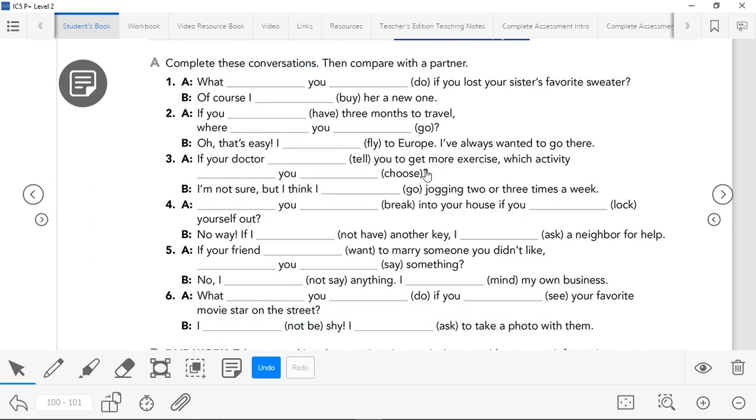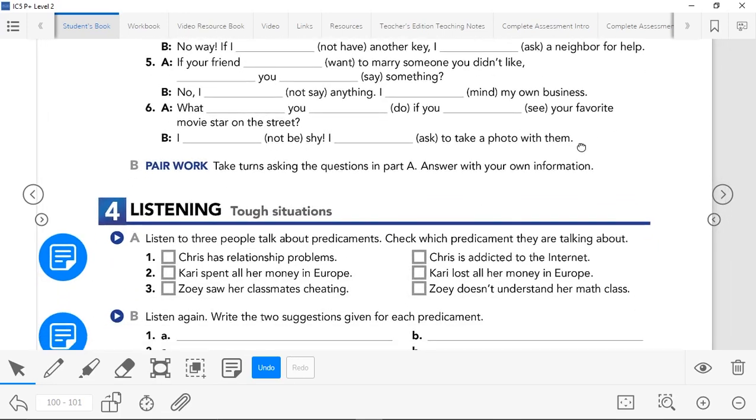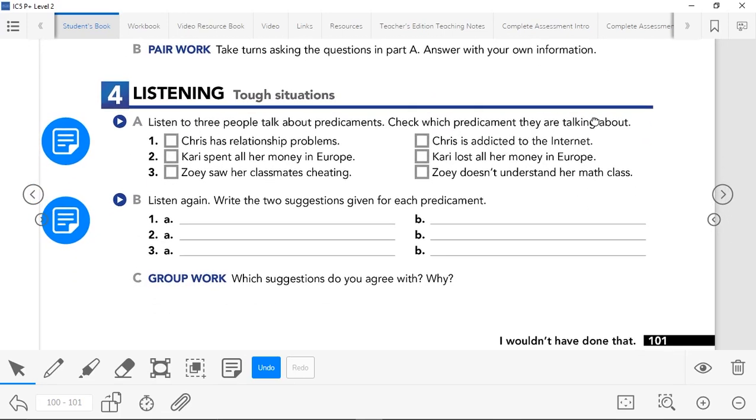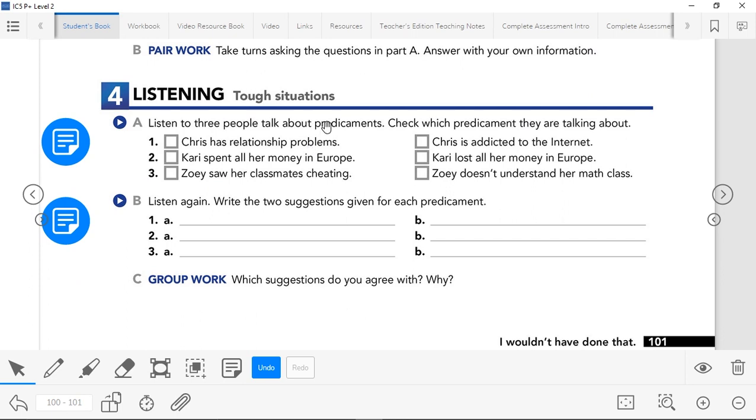I hope that you have those answers because you understand this topic and it's really easy for you. Okay, very good. Now, let's go to the last thing for today and it's a listening. You're going to listen to 3 people talk about predicaments, some really bad problems. And you're going to check which predicament they are talking about. So, you know, check marks. Then, also, you're going to write 2 suggestions given for each predicament, okay? So, take your time to listen to this as many times as you need, and then we're going to check, okay? Okay, so let's listen.